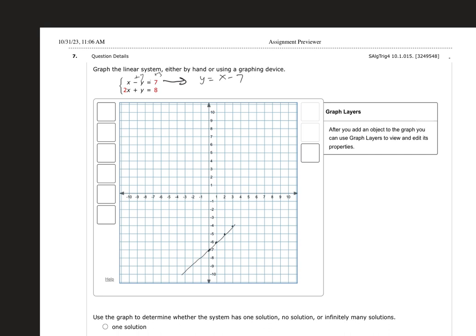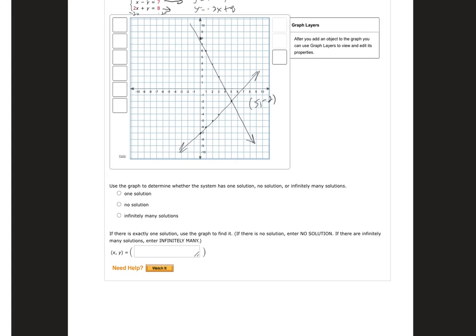I'm going to do my best to, I know it's not a beautiful thing because I don't have a ruler. And again, I can subtract 2x from both sides. So I have y equals -2x plus 8. Here's 8. And here's -2. I'm just going to keep going down here. I know when they do this, it's a little bit better, but the solution for this is 5, comma, -2. One solution, 5, comma, -2.